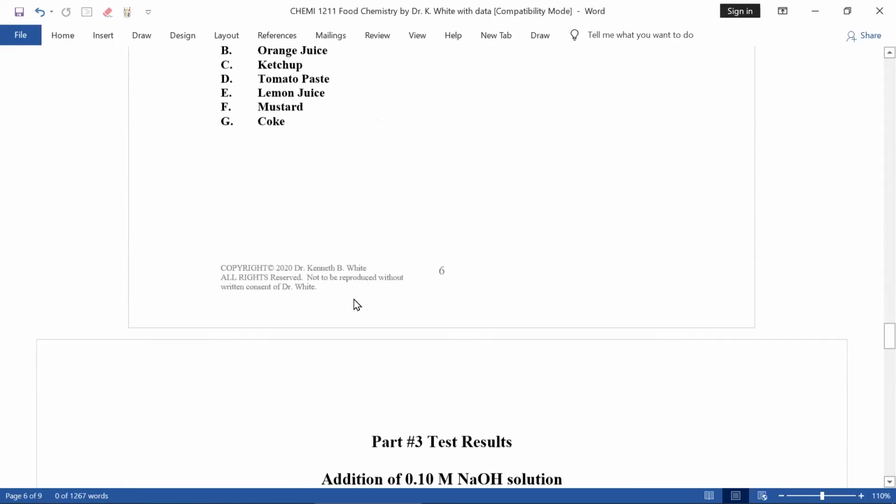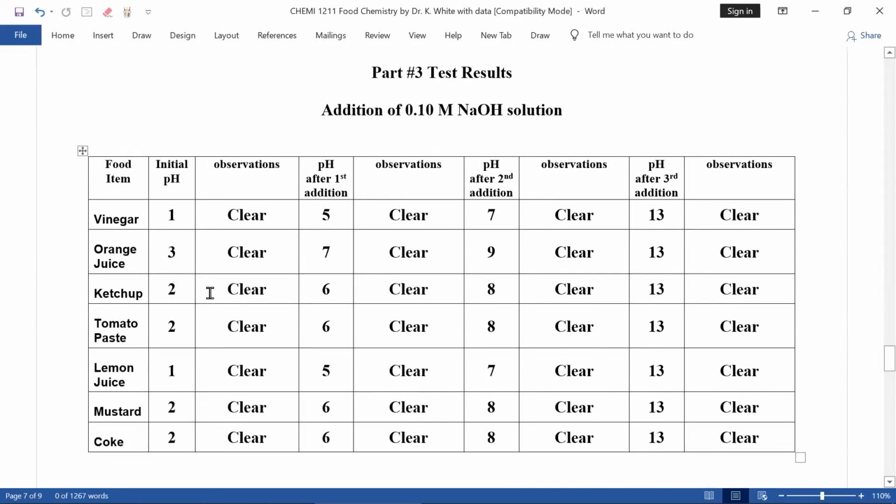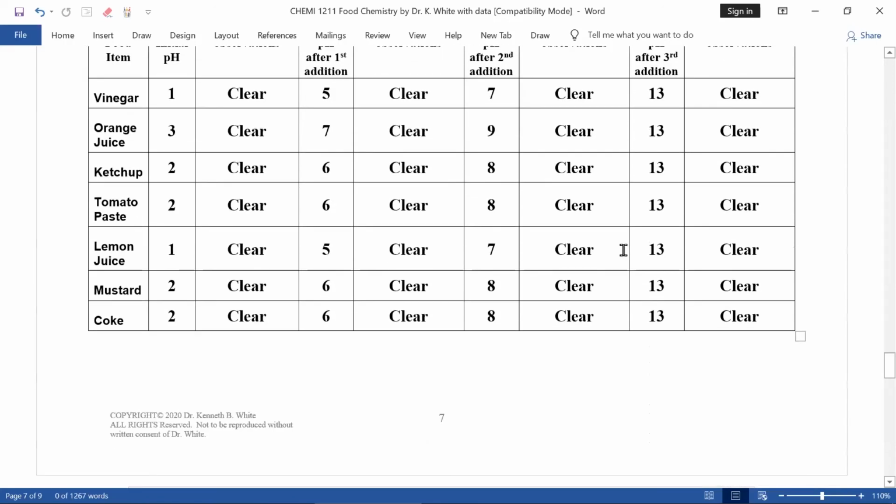items, food items. And here, if we look at table 3 or part 3 here, results, vinegar initial pH is 1. It was clear after addition of the sodium hydroxide. Again, you're neutralizing some of the acid, making the pH go towards 7. You have 5, add some more, you go up to 7, add a lot more. Wow, you're up at 13. That's very basic. And you see the rest of it.